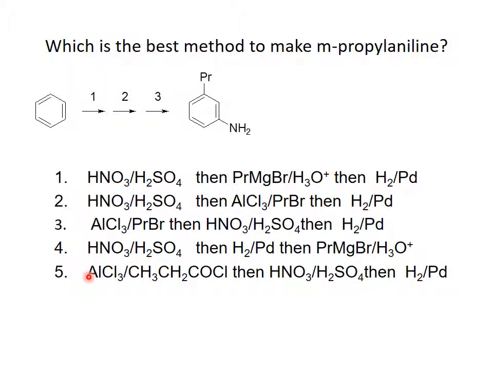Well, this one says aluminum chloride, and this is propanoyl chloride. This is a Friedel-Crafts acylation. This would put a carbonyl adjacent to the ring and make it a meta-director. Nitration then would put it in the meta position, and reduction with hydrogen and palladium would not only reduce the carbonyl that would be adjacent to the ring, but it also would reduce the nitro group down to an aniline group. So the correct answer here is this one.